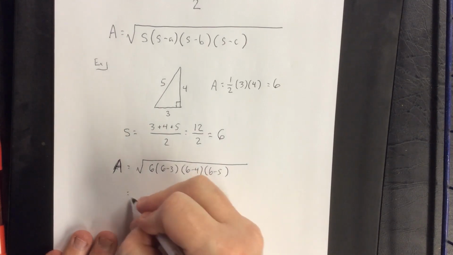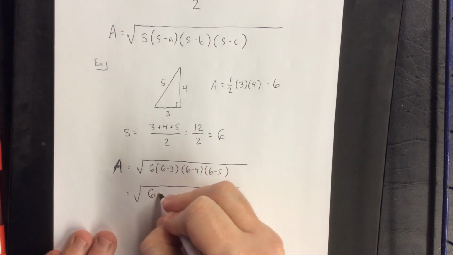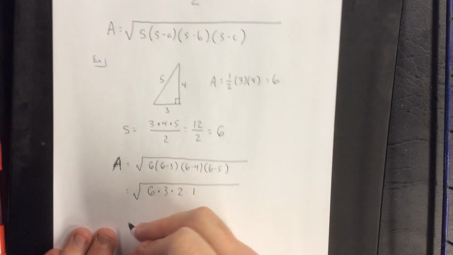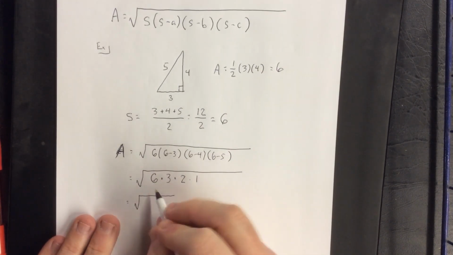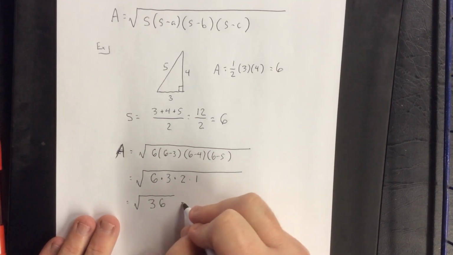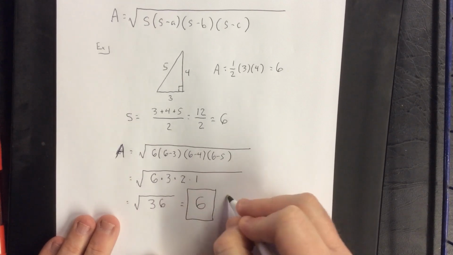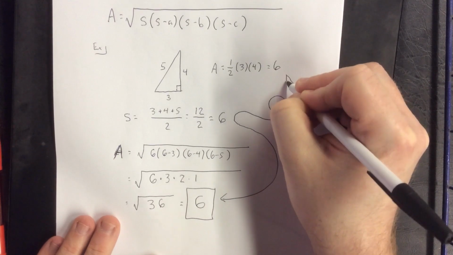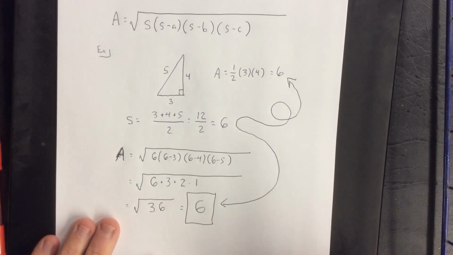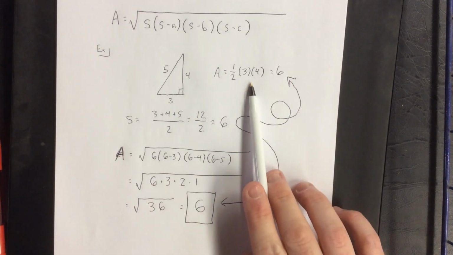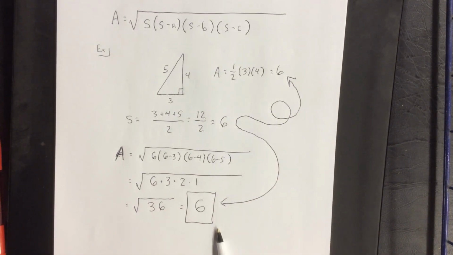Simplifying this according to the order of operations, we take care of what's inside the parentheses first. That'll be 6 times 3 times 2 times 1. Multiplying those quantities together, 6 times 3 times 2 is 36, and then of course times 1 would still be 36. What we get for the area by using Heron's formula is 6. That's the area I wanted. Comparing the two areas, we do get the same result. Granted, this is probably going to be the better way to go. I just want you to know that there are multiple ways that you can approach one single problem.